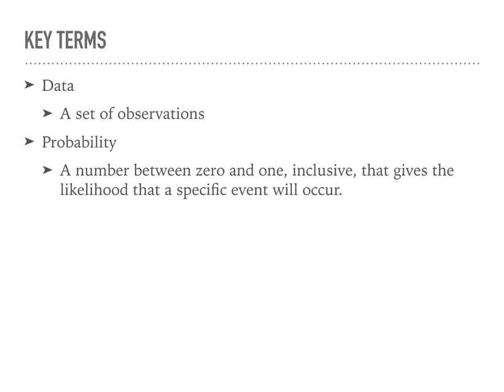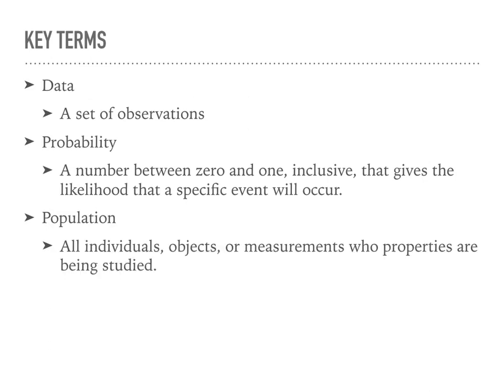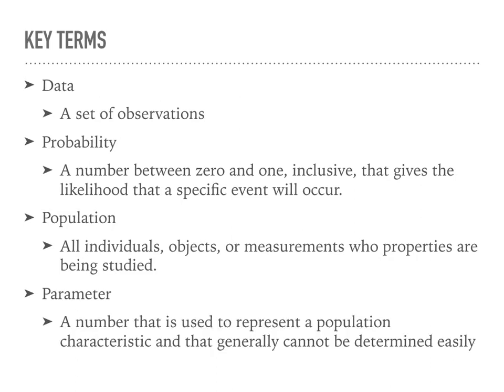The next key term is population. Population is all individuals, objects, or measurements whose properties are being studied. Next, we have parameter. Parameter is a number that is used to represent a population characteristic, and it generally cannot be easily determined. One of our tasks throughout this semester will be to estimate parameters based off of samples that we take.